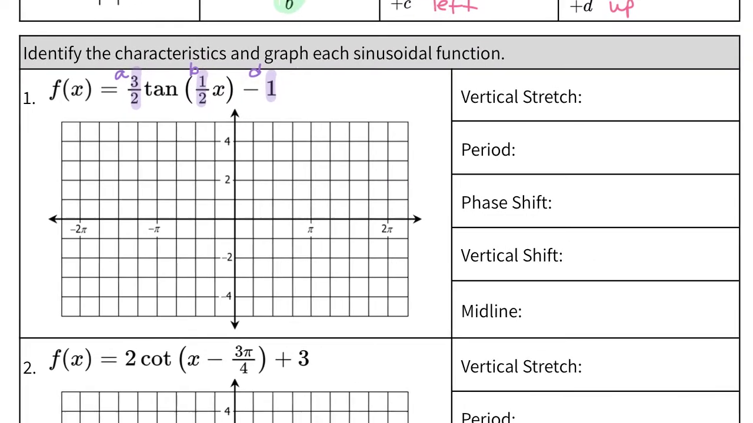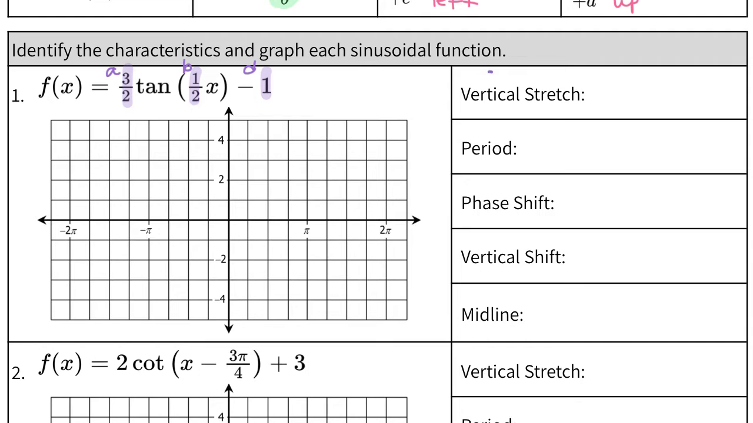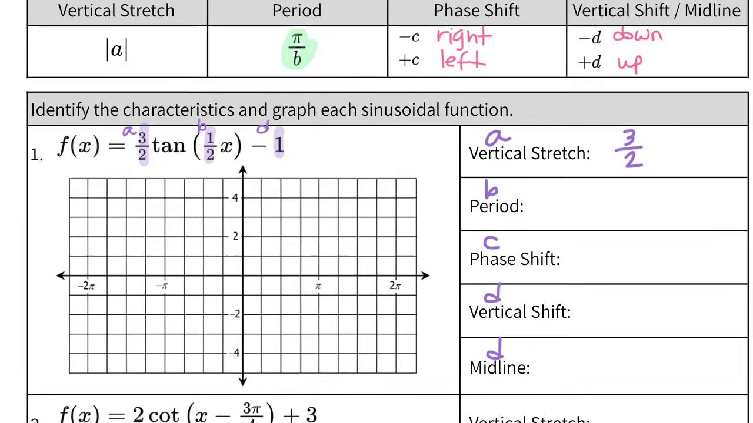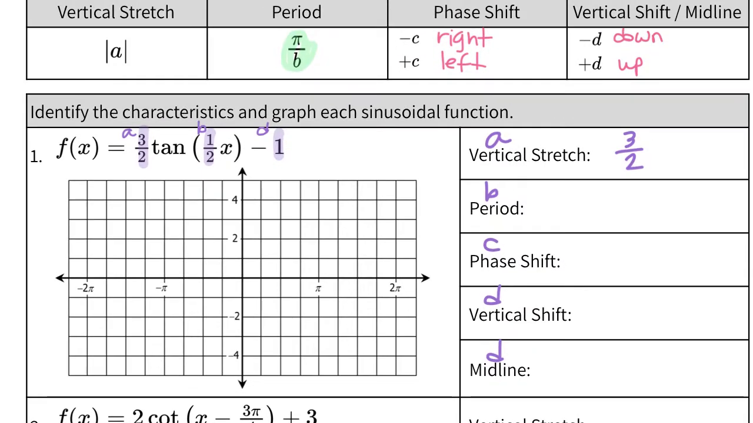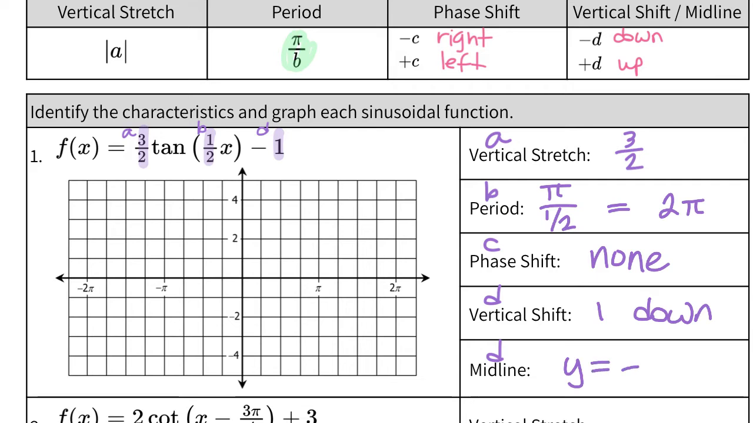So using these numbers, let's identify all of the characteristics. Vertical stretch is going to be 3 over 2. Comes straight from the a value. Period is pi divided by b, and b was 1/2. When you perform that division, it gives us 2 pi. Phase shift, we did not have a c value, so we have none. Vertical shift, there is a minus 1 at the end, so it is going to go 1 down, which means that our midline is at y equals -1.